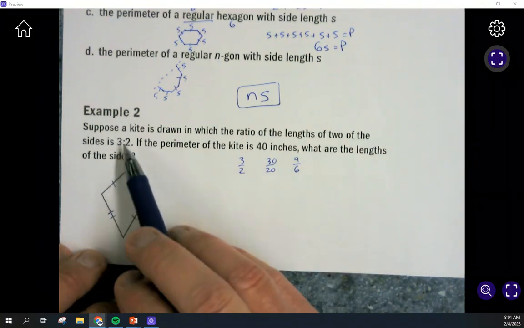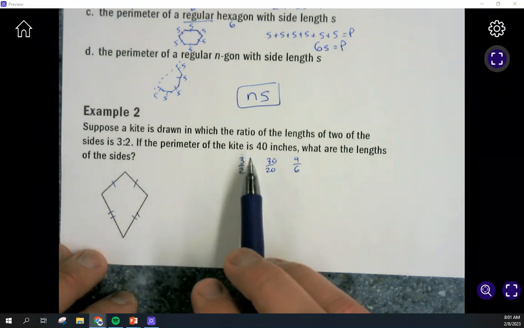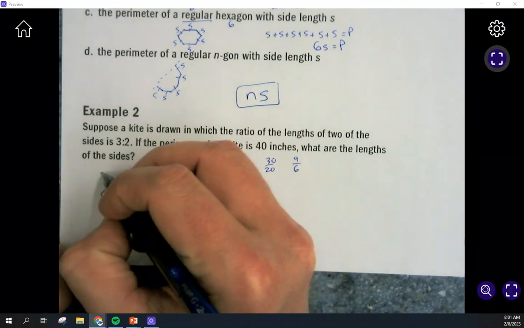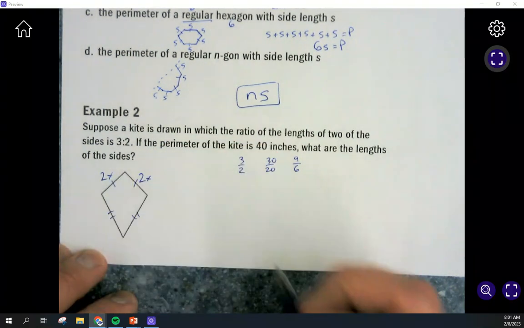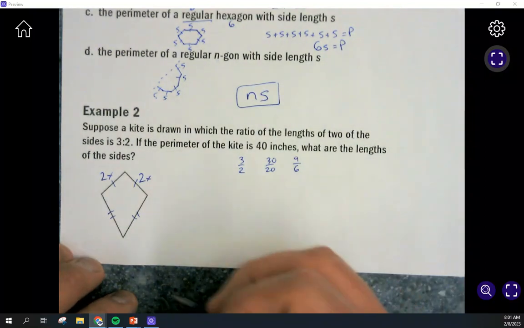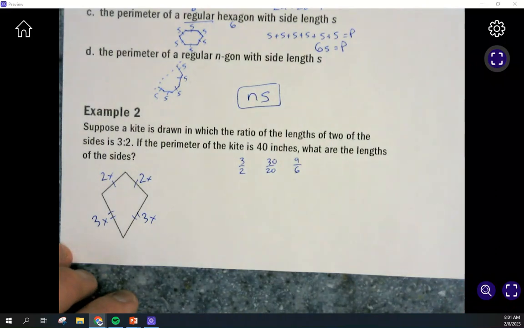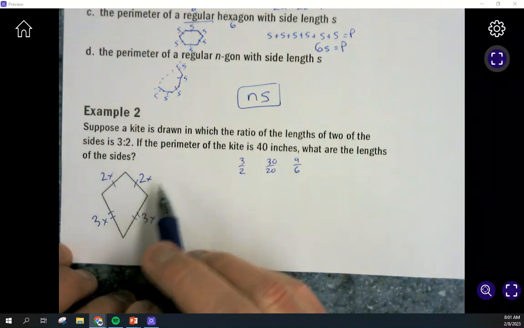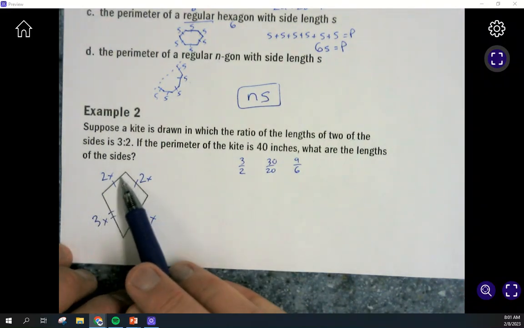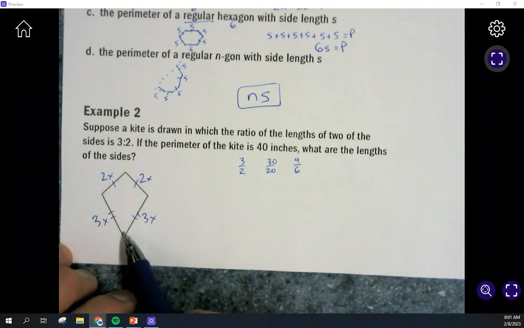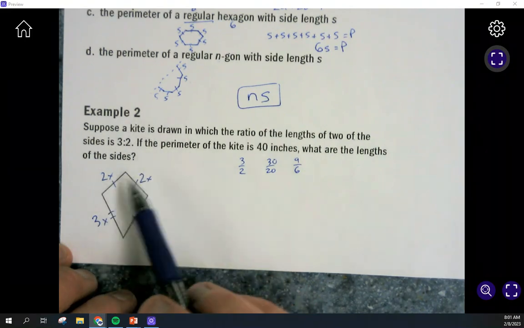Let's call these the shorter ones, represented by 2 in the ratio 3:2. You're going to call those 2x. And so I'm sure you can figure out, then we're going to call the other ones 3x. So you're going to use the ratio to set that up. That's not saying this side is 2 or this side is 3. That's why we have the x there.